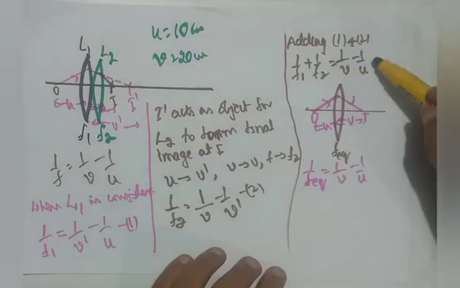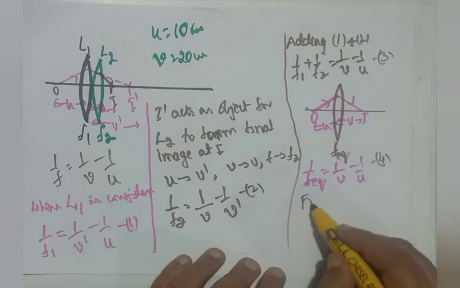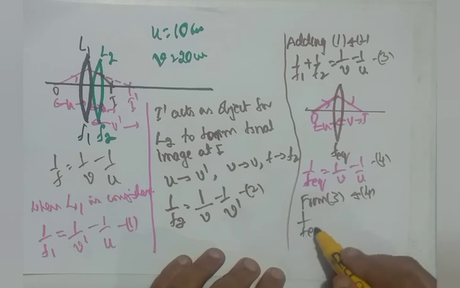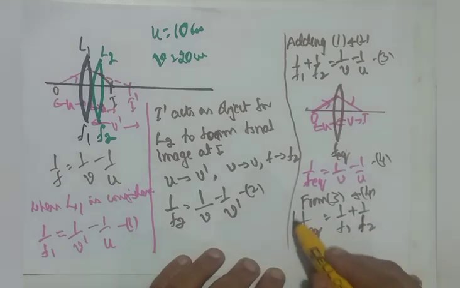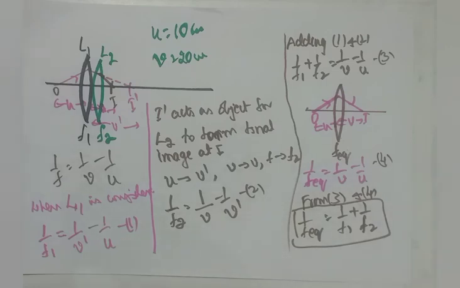Therefore, from this equation and this equation, we may call it 3 and this is 4. From equations 3 and 4, we write 1 by F equivalent is 1 by F1 plus 1 by F2. So this is called the formula for effective focal length of two thin lenses when kept in contact. When they are not in contact, we have another formula, but for the time being, we learn the formula for effective focal length when they are kept in contact.